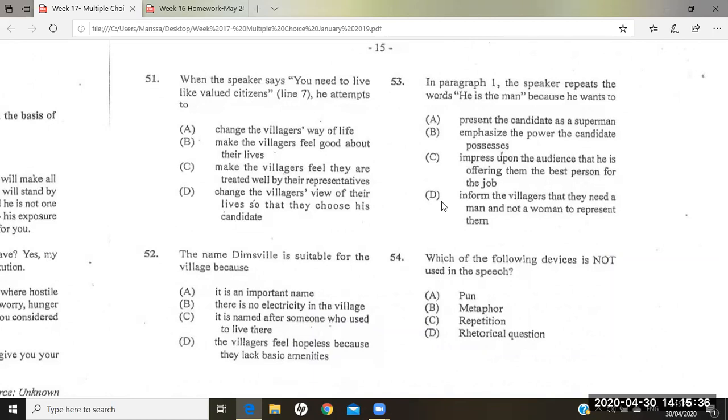So I'm seeing you guys saying A is halfway the answer. Yes, you want them to change the way they view their life, but there is something else you want to add to that response. The answer is D. Great job. It says change the villagers' view of their life so that they choose this candidate. 52 says the name Dimsville is suitable for the village because of what? So why was that name suitable?